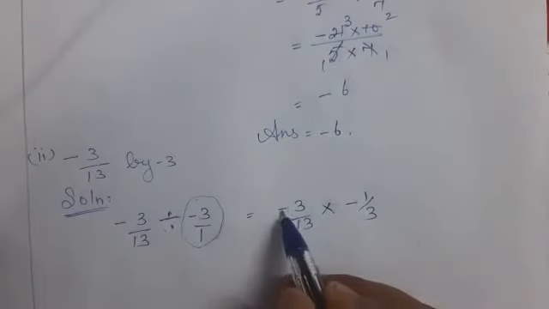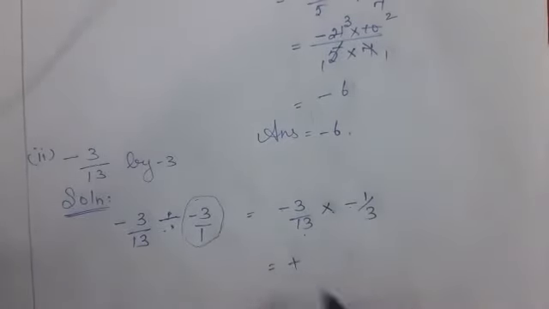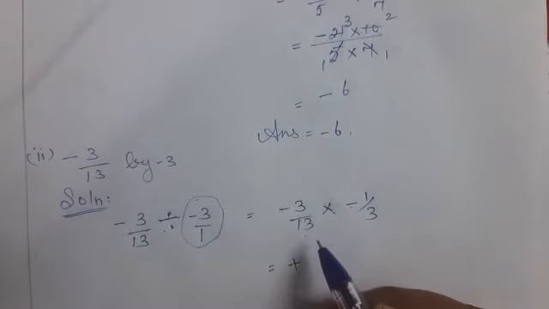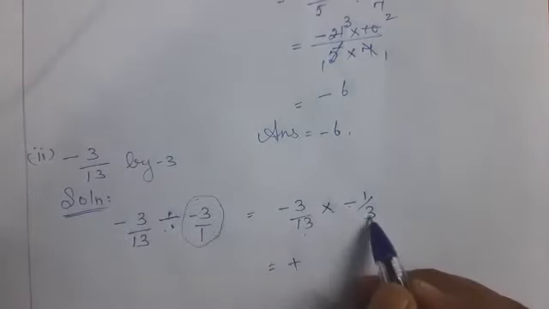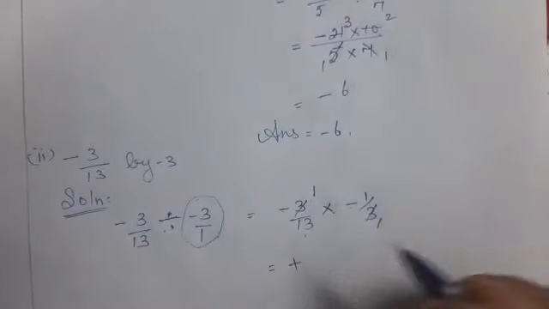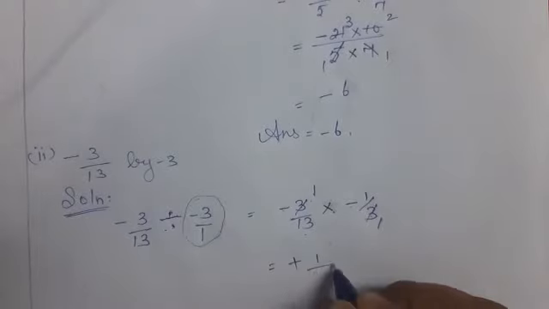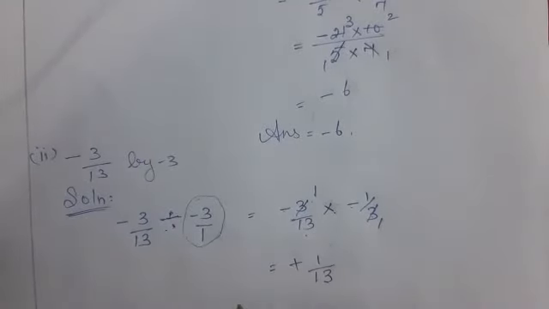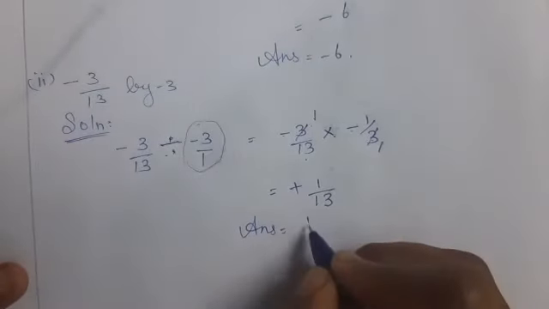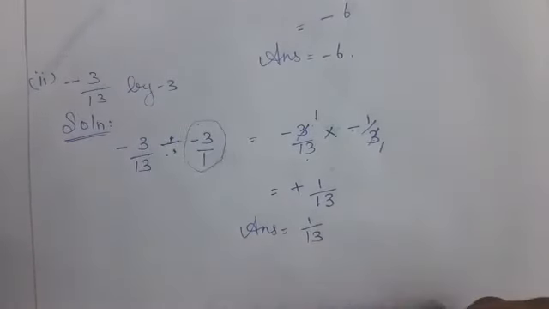Now minus into minus is plus. You have a common factor here, that is 3, 3. 1 3 is 3, 1 3 is 3. Therefore 1 into 1 is 1. In the denominator you have 13. Therefore your answer is just 1 by 13. Don't write plus. For the positive number you can leave the sign.